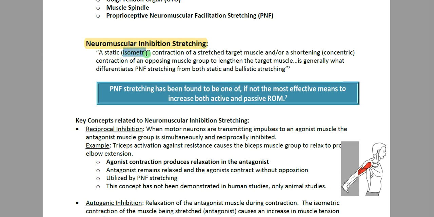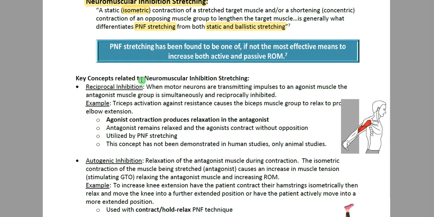I have isometric here. However, sometimes it's an isotonic contraction. Stretched target muscle or shortening with a concentric contraction of the opposing muscle group to lengthen the target muscle. And this is usually the distinguishing thing between PNF stretching compared to static and ballistic stretching. So one of the main differences is there's some type of contraction going on with neuromuscular inhibition or PNF type stretching. In terms of the inhibition types, there's reciprocal inhibition.